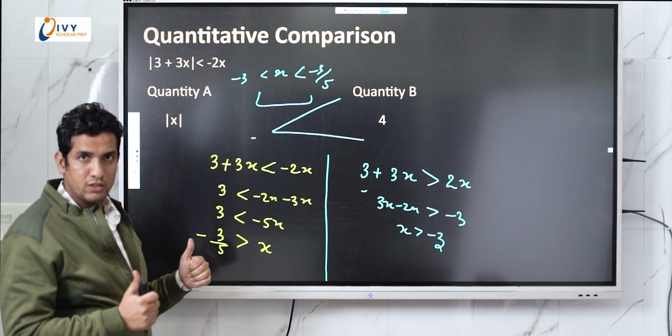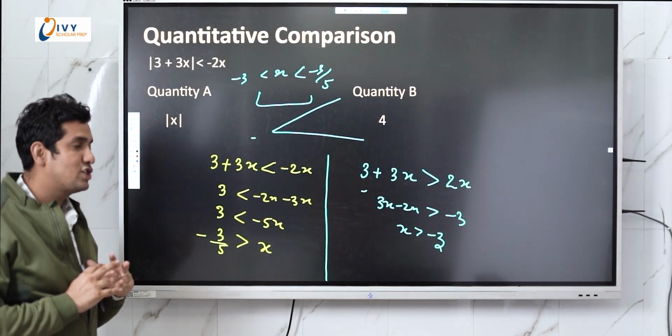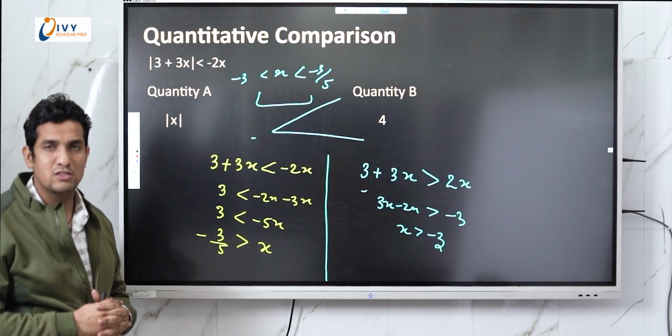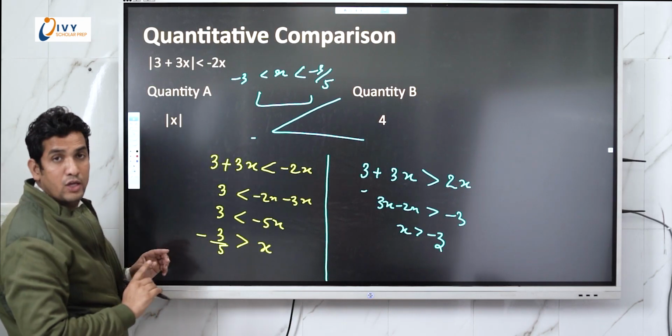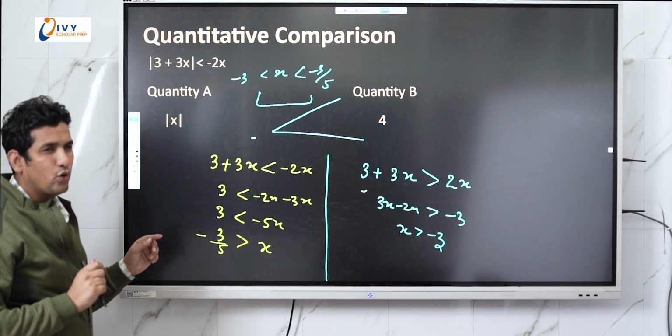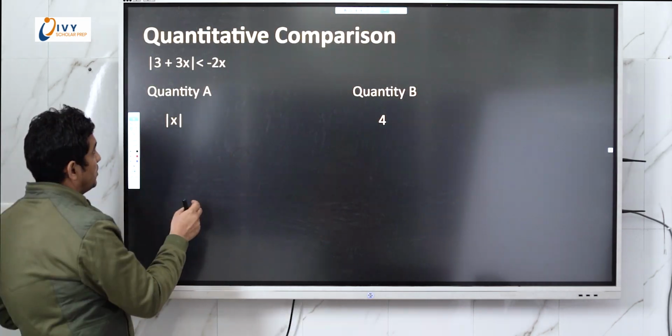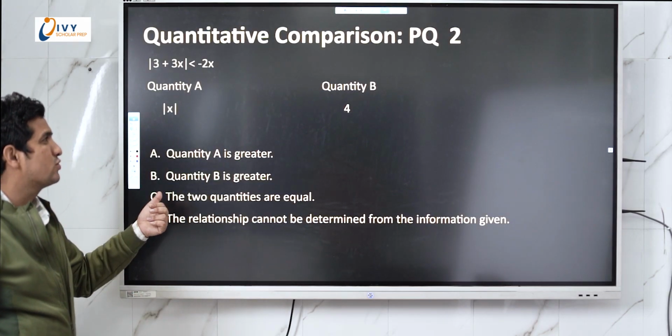I hope all of you got this. If not, you can reach out to me and we can have a detailed discussion on this. You will have my contact number and email address where you can reach out to me. I hope all of you got this, right? So if you want to make a note, you can do that. So the answer is B only, which is quantity B is greater.